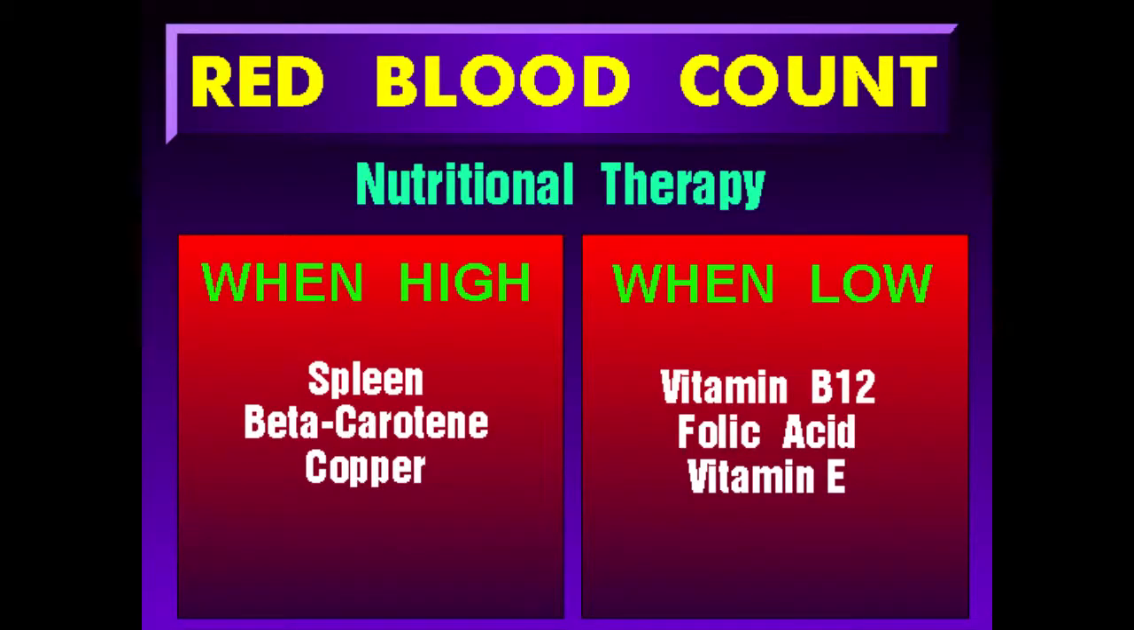Nutritional therapy indicated for an elevated red blood count would include spleen glandular, beta-carotene, vitamin E, and sometimes copper. Therapeutic nutrition for a low red count would include folic acid, vitamin B12, copper, and pyridoxine, or B6.